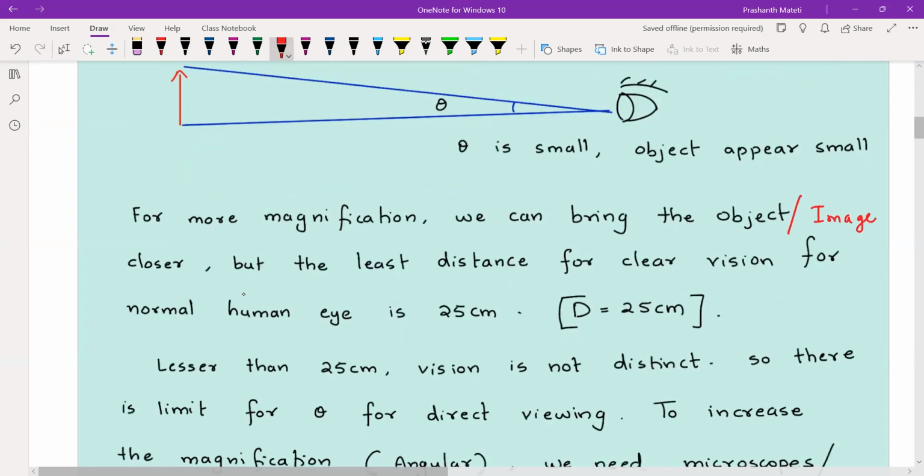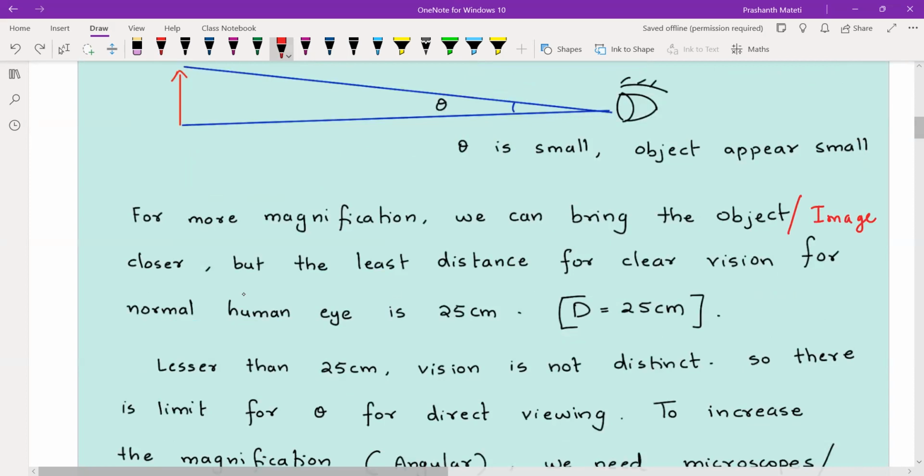But we cannot bring it as near as possible. If you bring the object near and near and near, what happens? It becomes blur. We cannot see things clearly. There is a least distance of distinct vision, or clear vision. For a normal human eye, the least distance of distinct vision is 25 centimeters.